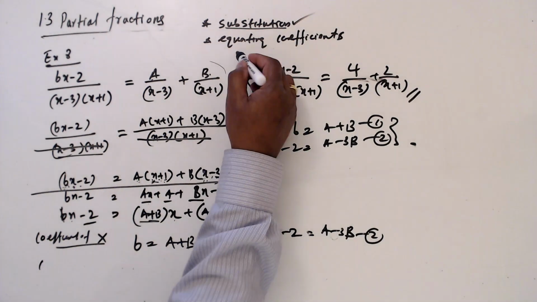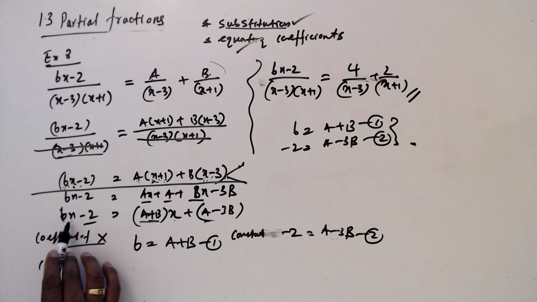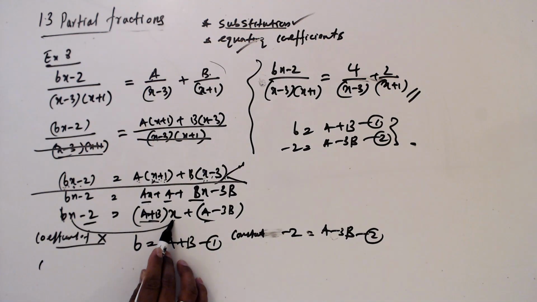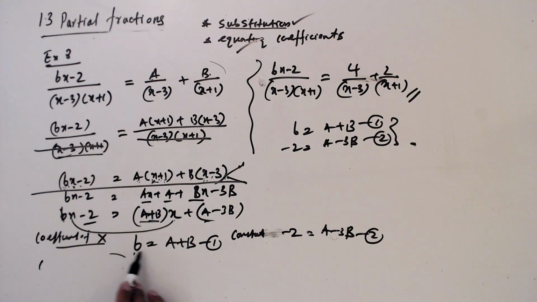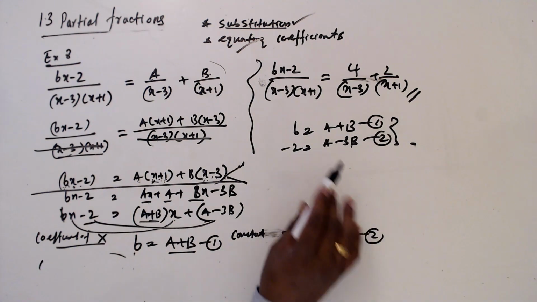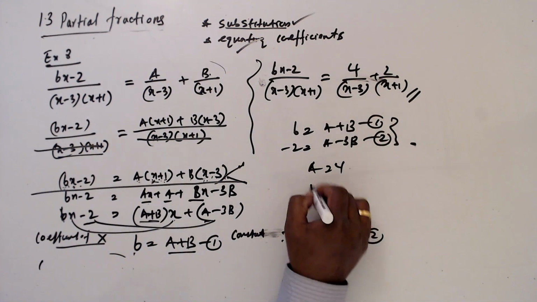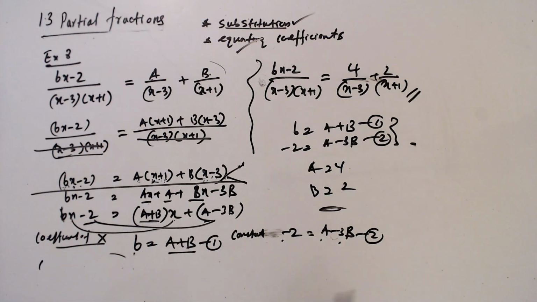So finally, we did equating the coefficients. We simplified and equated the coefficient of x, 6 equals a plus b, and we equated the constant, minus 2 equals a minus 3b. Solving the two equations, we will get a equals 4 and b equals 2.